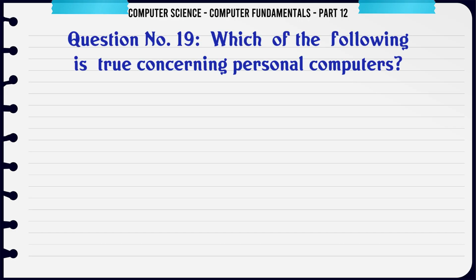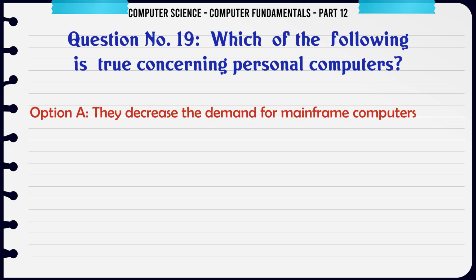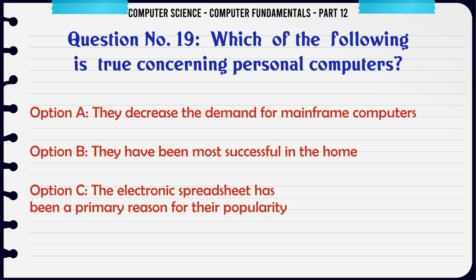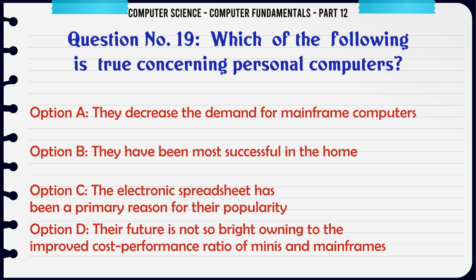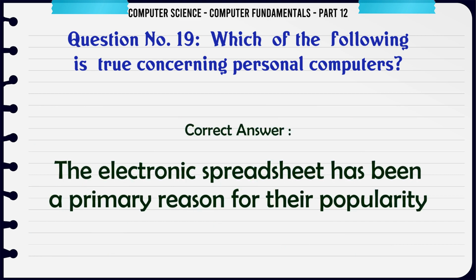Which of the following is true concerning personal computers? A. They decrease the demand for mainframe computers. B. They have been most successful in the home. C. The electronic spreadsheet has been a primary reason for their popularity. D. Their future is not so bright owing to the improved cost-performance ratio of minis and mainframes. The correct answer is the electronic spreadsheet has been a primary reason for their popularity.